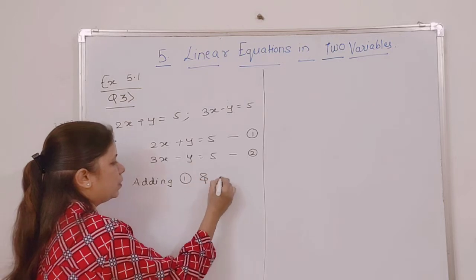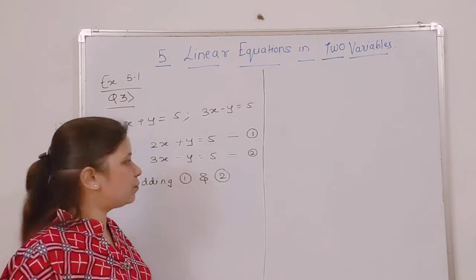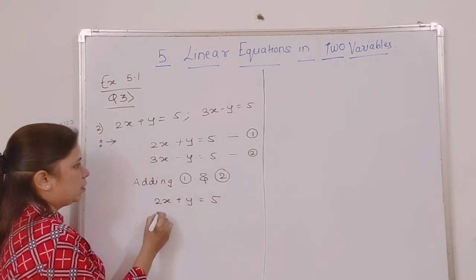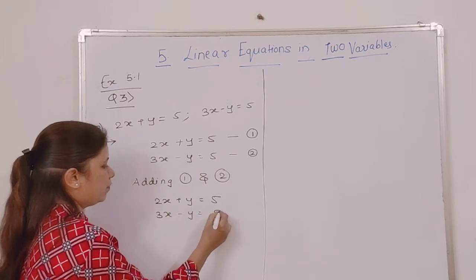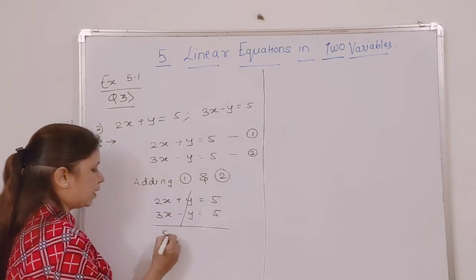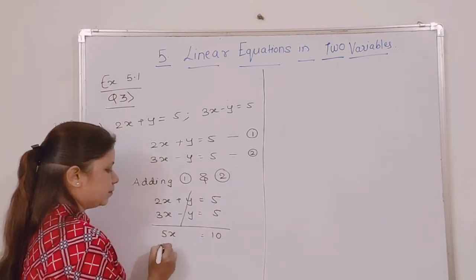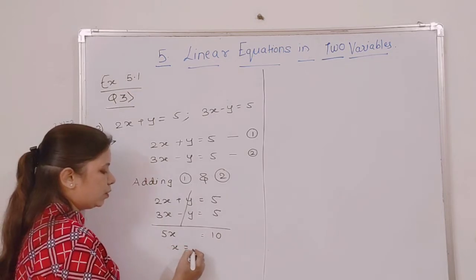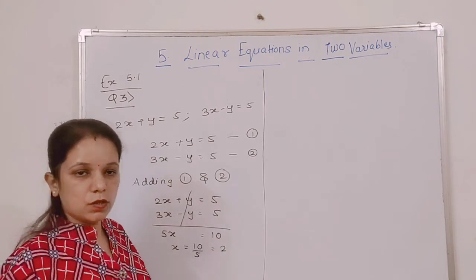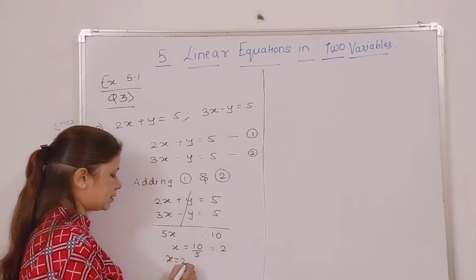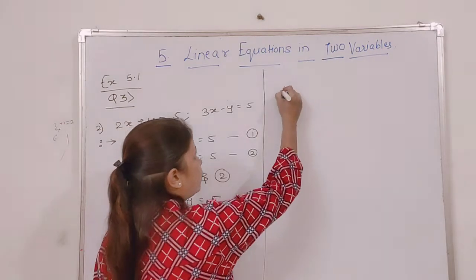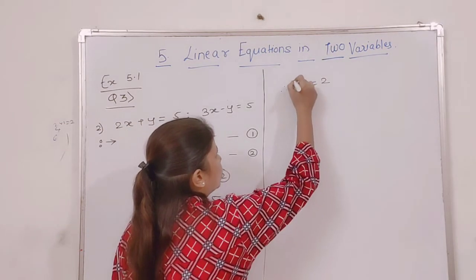equations 1 and 2. When we add equations 1 and 2, we will just write 2x plus y equal to 5, 3x minus y equal to 5. When we add it, y will get eliminated. So 5x equal to 10. So x equal to 10 upon 5 and that is 2. So we have got the value of x as 2. We will just box it out, or I'll write it this way. Therefore x equal to 2.